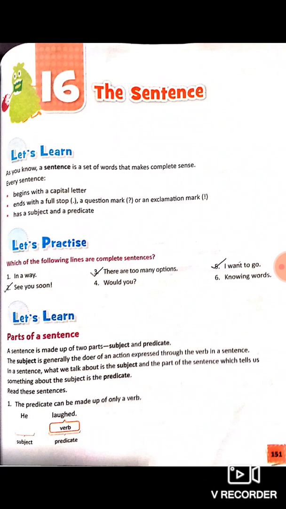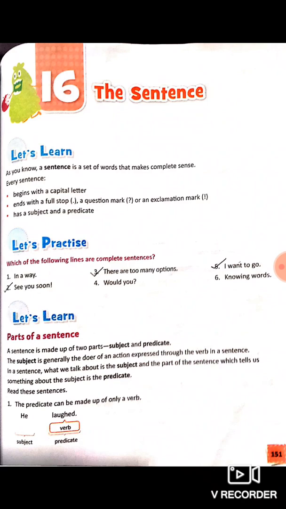Among these sentences here in Let's Practice that you can see, which of the following lines are complete sentences? You have to identify which of these 6 sentences are complete sense, obviously, which follow the rules of beginning with a capital letter, ending with a proper punctuation, and also that has a complete meaning. Number 1, in a way. In a way, children, is only a phrase. This does not make a complete sense. Therefore, in a way is not a sentence.